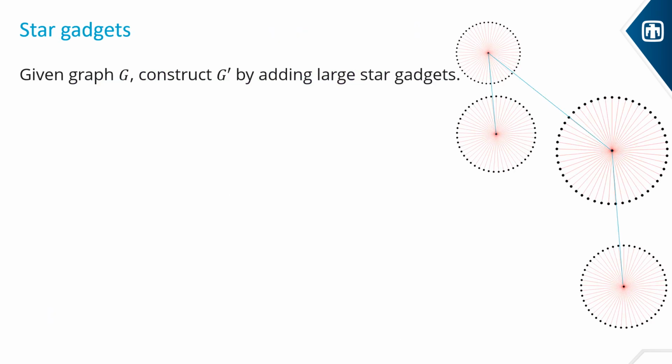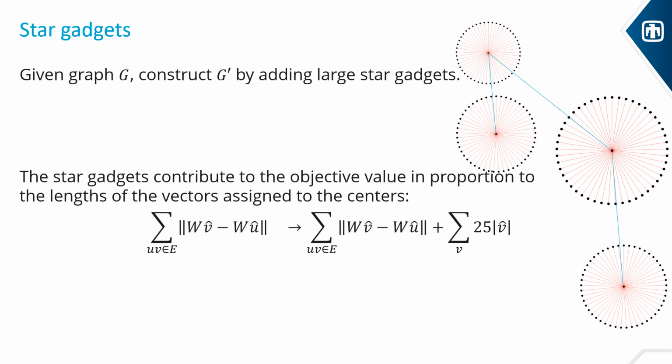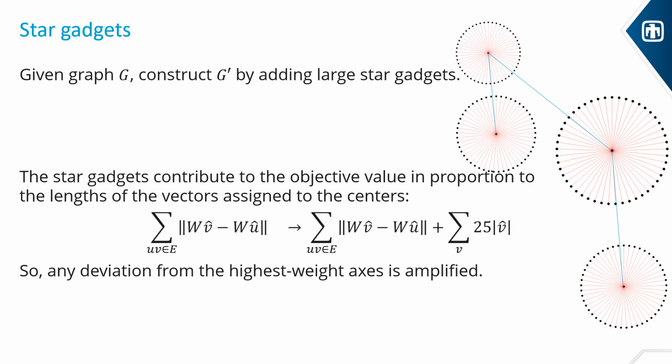Our first approach is to use star gadgets. So given some graph G, here, the graph formed by the blue edges, we construct a new graph by adding many ancilla vertices around the vertices of the original graph. Trivially, the ancilla vertices will all be assigned a vector which is the negation of the vector assigned to their center vertex. This has the effect of contributing to the objective value in proportion to the length of the vectors assigned to the centers. So any deviation from the highest weight axis will be heavily amplified.